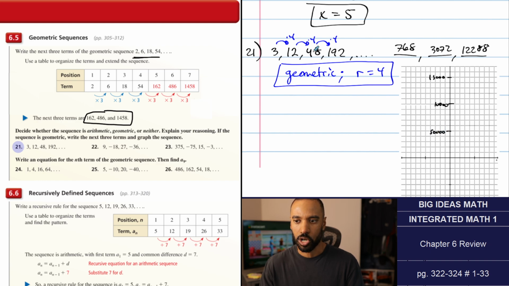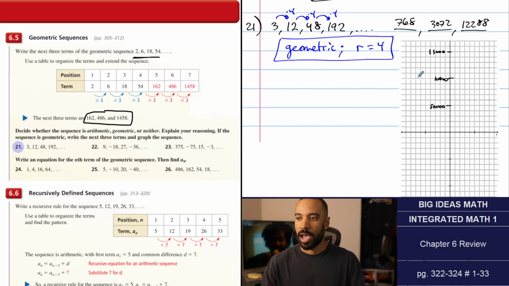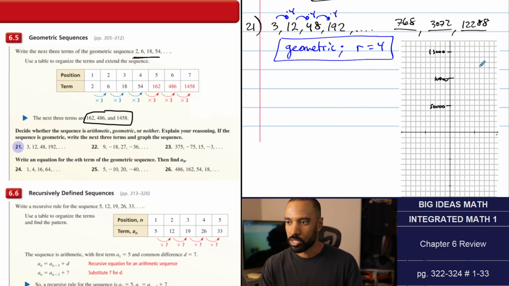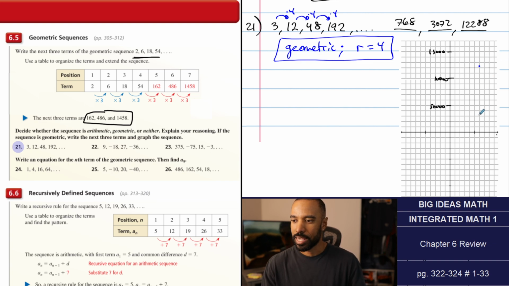X's are going by ones. It's not even X anymore. These are actually n and a sub n, but the 7 terms here, they say graph the sequence. Now, I'm actually going to start on the 12,000 up here at n equals 7. It's just easier to talk about where that is. 12,288. It's about 12 and a quarter right there. 3,072 already goes super low right here, right near 3,000 as well.